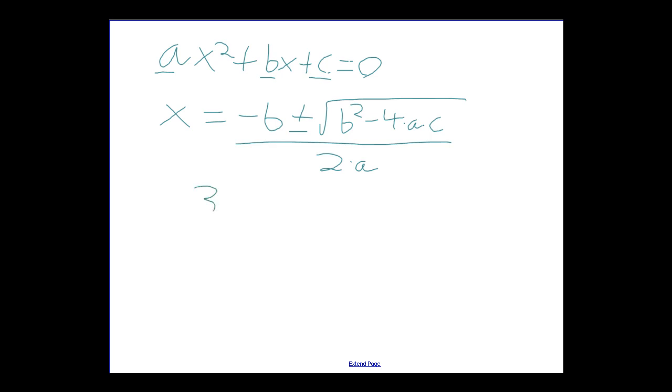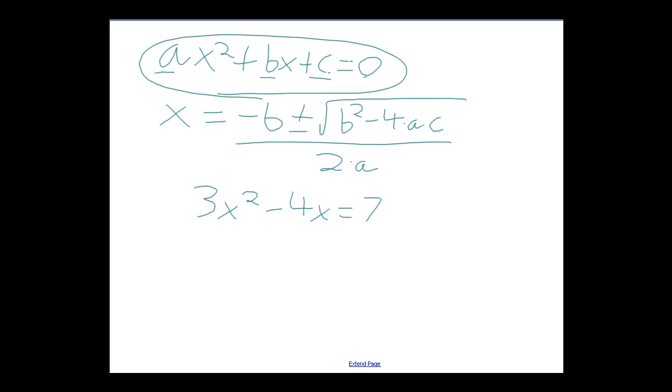If we have an equation 3x squared minus 4x equals 7. Now, at first glance, again, you may think you can go ahead and plug it in the formula, but remember the basic form of a quadratic equation here is set equal to 0. So we need to subtract 7 first to write it as 3x squared minus 4x minus 7 equals 0. From here, we can assign that our a value is 3, the coefficient there. Our b value is negative 4.